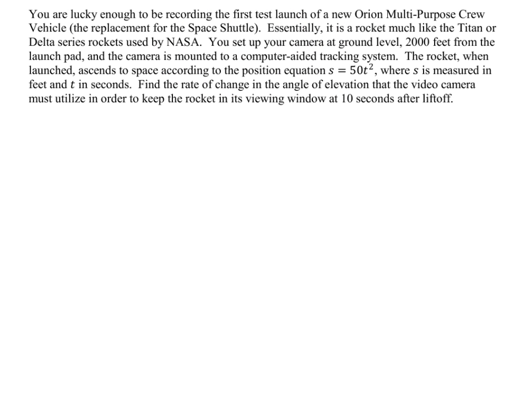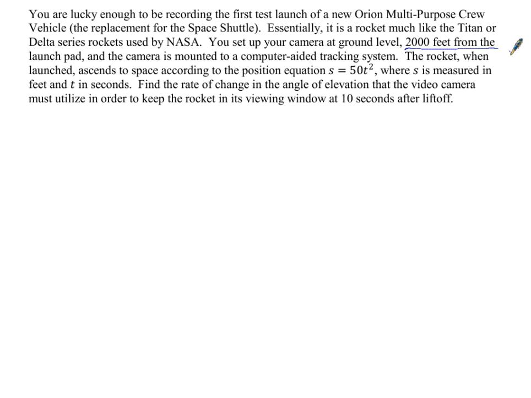So the first thing I'm going to do is sort of underline, since I can, the key information here. You set up your camera at ground level 2,000 feet from the launch pad. That's probably important. Camera's mounted to a computer-aided tracking system. That's important because that's what allows you to keep the rocket in its viewing window as it goes along.